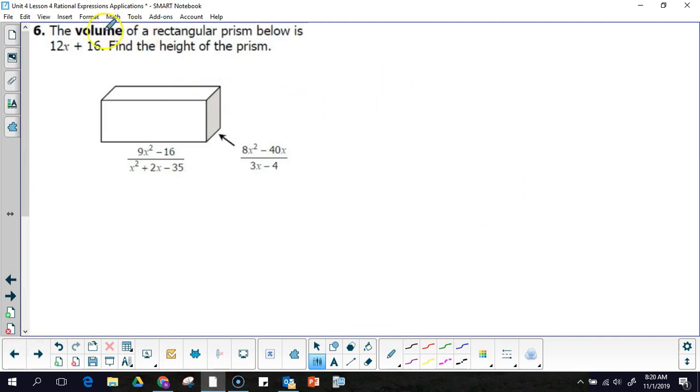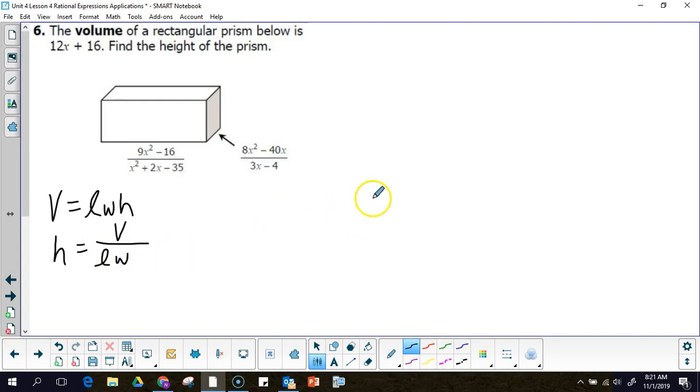So number 6 gives you the volume, and then it gives you two dimensions, the length and width, and it says find the height. Well, volume equals length times width times height. We are looking for the height. So the height is going to be volume divided by length times width.